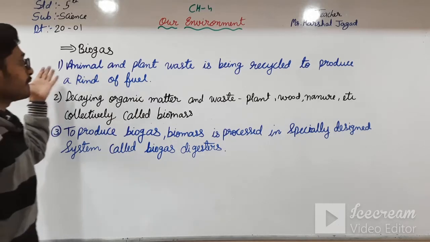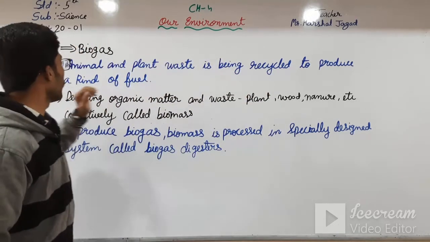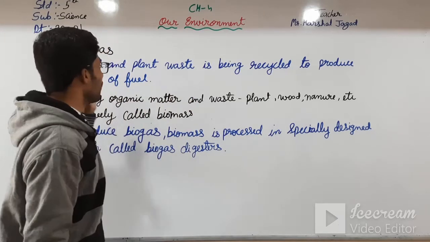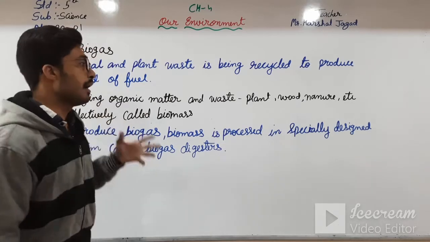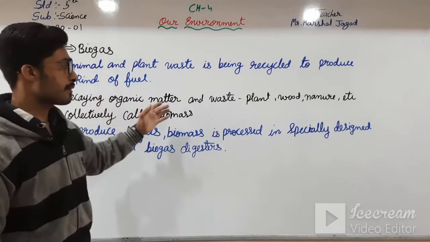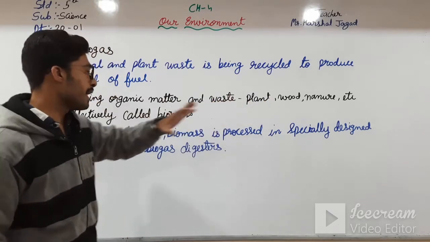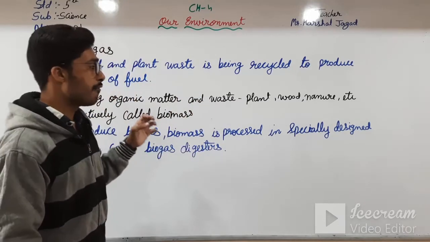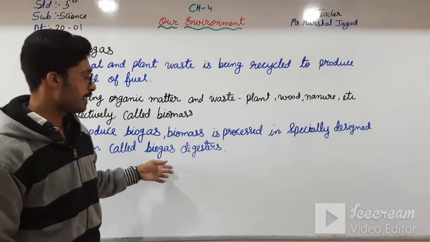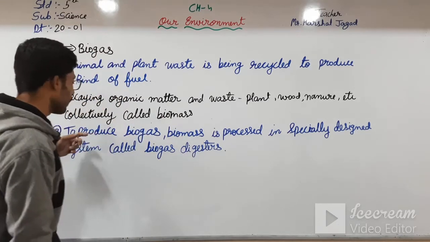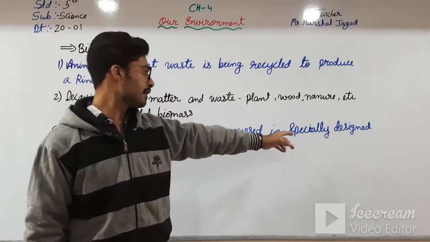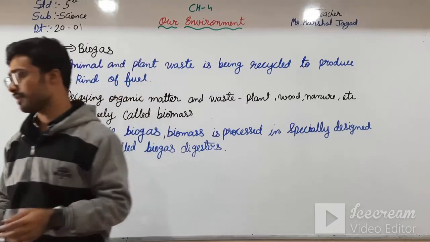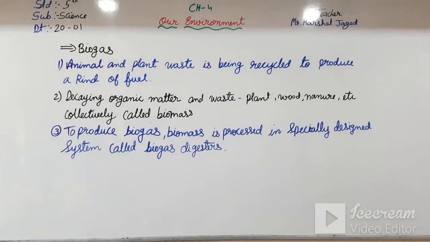Here, animal and plant waste is being recycled to produce a kind of fuel. To produce a kind of fuel, this animal and plant waste is being used. They are decaying organic matter, waste such as plants, wood, manure, etc., collectively called biomass. This biomass is collected at once in a specially designed system known as the biogas digester, to produce biogas. Okay, students, so in that way we can produce the biogas.